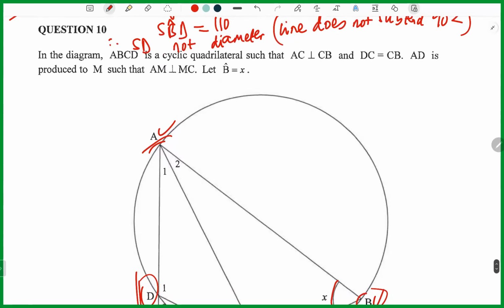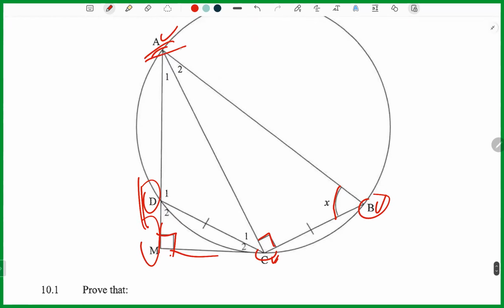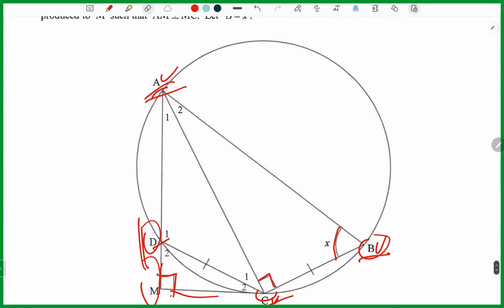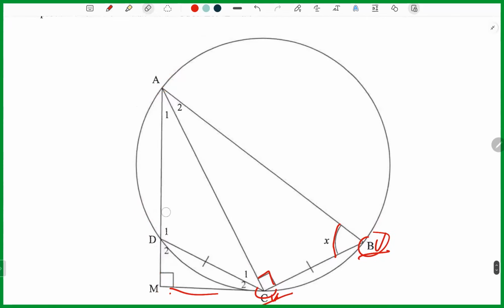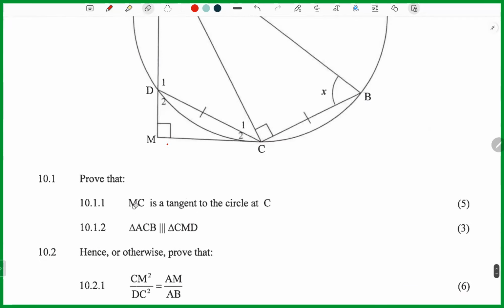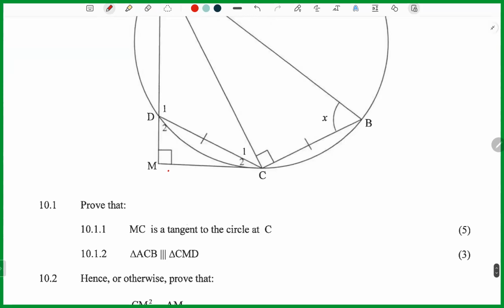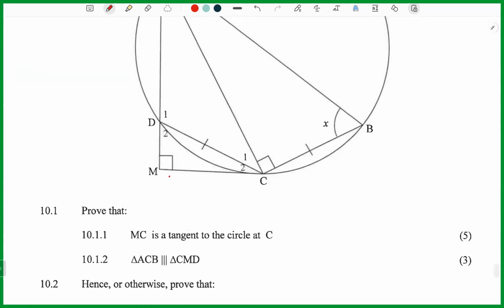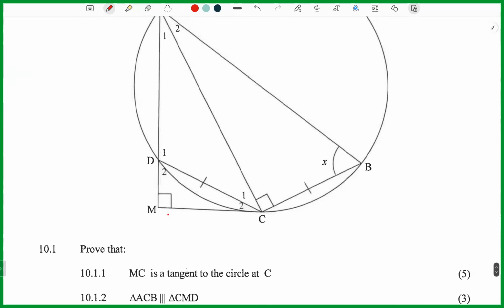Okay, we're dealing with ABCD as a cyclic quad. ABCD is a cyclic quad, all of whose vertices clearly lie on the circumference of the circle. I'm trying to remove writings there so that you can have a clearer diagram. Okay, right. You need to prove that MC is a tangent to the circle at C. So to prove that MC is a tangent to the circle at C, we proceed like this.